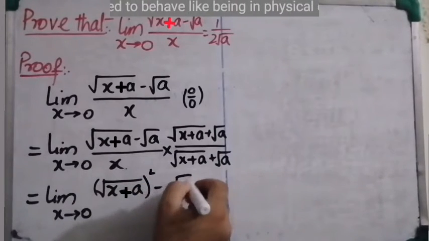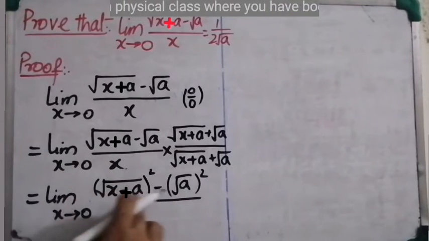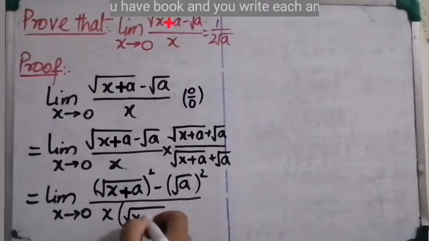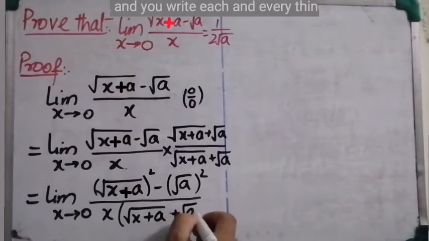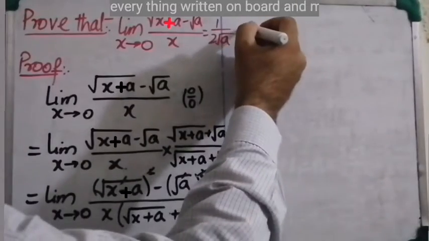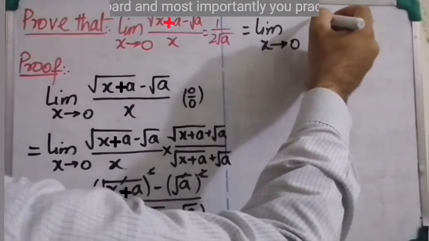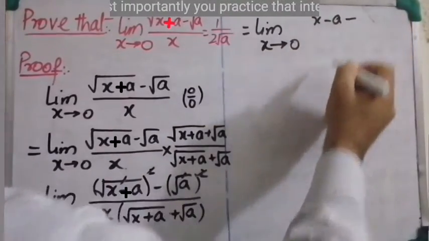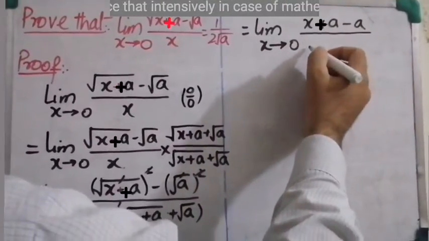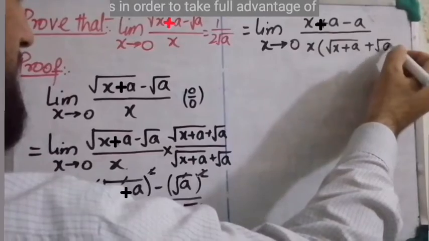In the numerator we see that square root of (x plus a) minus square root of a, times square root of (x plus a) plus square root of a, make the form (a plus b)(a minus b). The product makes a square minus b square. So square root of (x plus a) whole square minus square root of a whole square. Root and squares cancel, and in the denominator, x and square root of (x plus a) plus square root of a appear in product. After removal of root and square, we have x plus a minus a divided by the unchanged denominator x times (square root of (x plus a) plus square root of a).